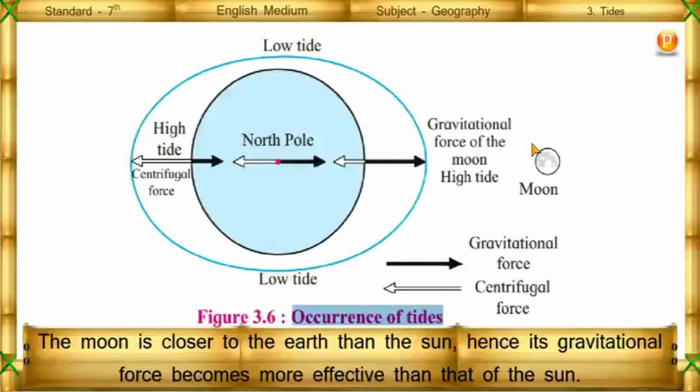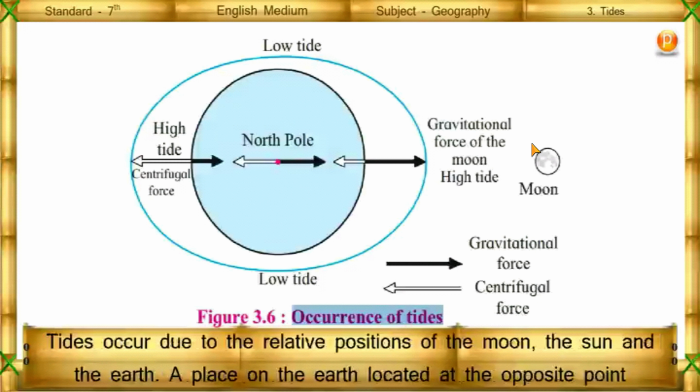The moon is closer to the earth than the sun. Hence, its gravitational force becomes more effective than that of the sun. Tides occur due to the relative positions of the moon, the sun, and the earth.